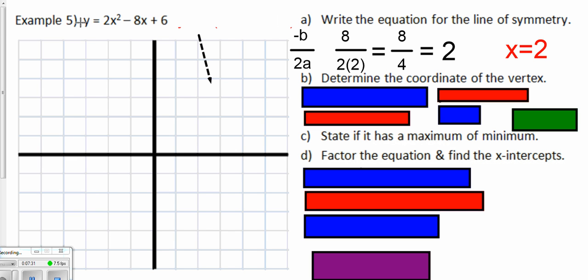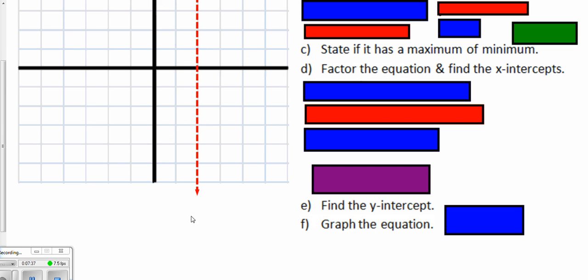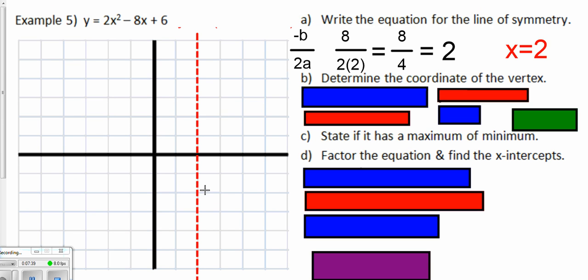Oops. I wanted that in red. There we go. There is our mirror line, the axis of symmetry. Now we need to determine the coordinate of the vertex. We know the x part is going to be 2, so we just plug that into our original equation. Everywhere we see an x, we just replace it with 2.